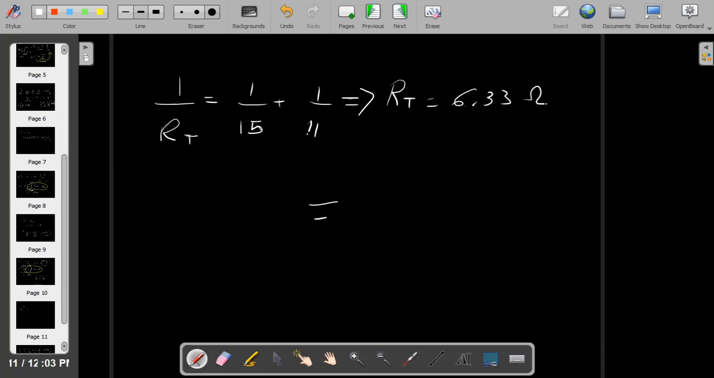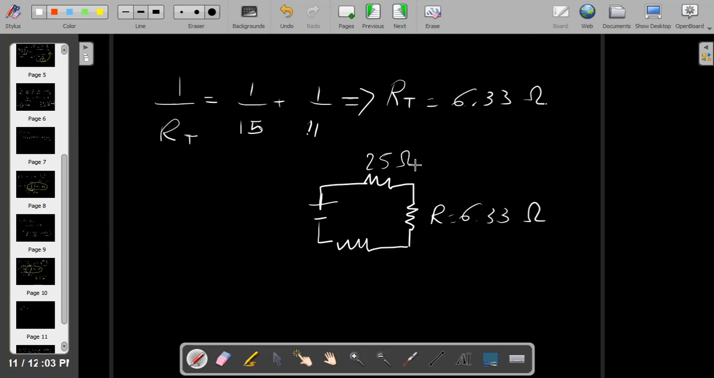Okay, so simplify the circuit so you know what you have. What do you have now? You have now simplified to look like this. Okay, you just calculated this. This resistance right here now is the 6.33 ohms. The other two were given to you. One is 25 and the other one is 35. So I'm just going to put 25 ohms and the 35 ohms that was given to you. But you simplified the circuit. Now you have them all in a series.